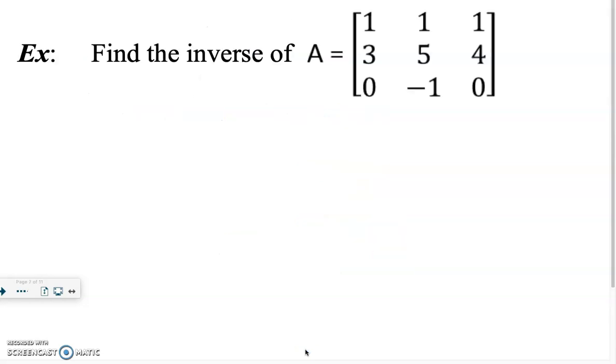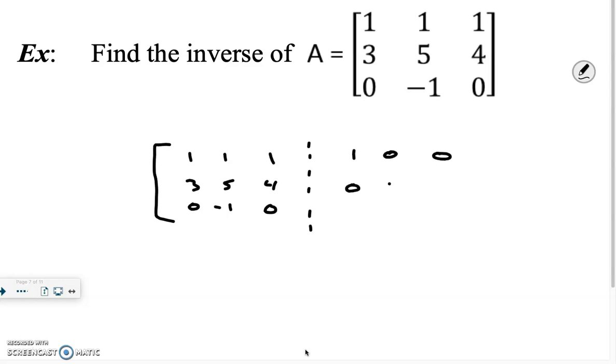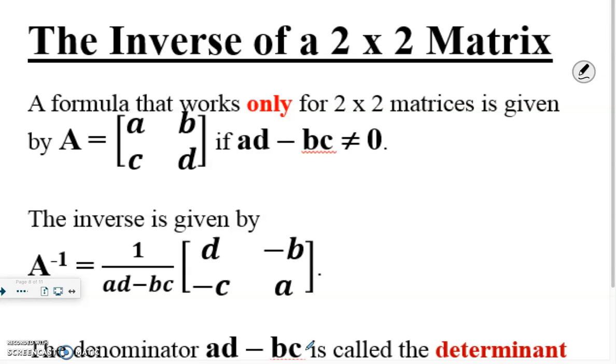All right, now, question. Could we do the exact same thing with the bigger 3 by 3? Now, is it going to be any harder to do this? It's a lot longer, but it's not going to be any harder. It's the same process. So the setup here is going to be 1, 1, 1, 3, 5, 4, 0, negative 1, 0. We're going to augment this with the identity. Like that. And then we're going to go about tackling one piece at a time. I'm going to skip over this one just for the time being because I really want to show you that there's actually a shortcut to that previous problem.